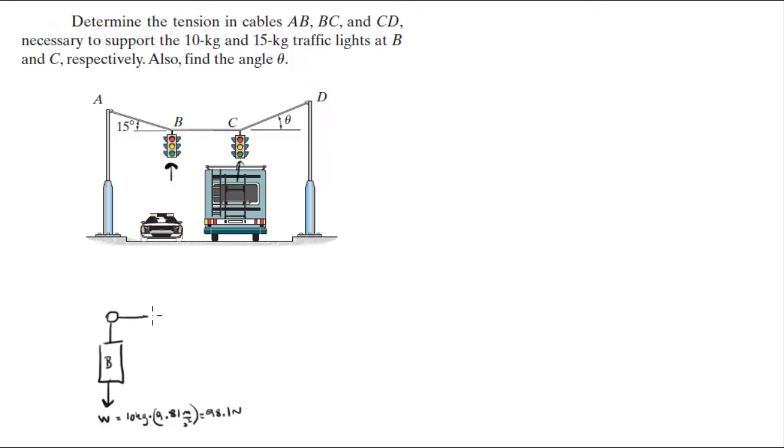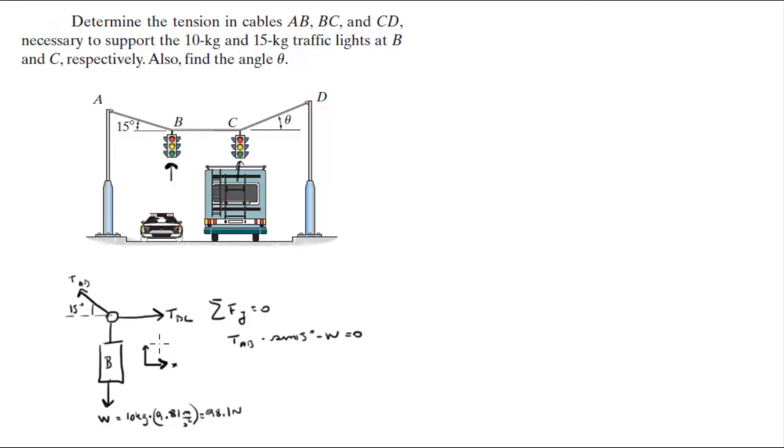Now we got a tension BC and a tension AB and an angle of 15 degrees. So you know in statics, the sum of the forces in the Y and in the X are zero. So you know that the tension AB times the sine of 15 degrees minus the weight, because the weight's going down, is equal to zero.